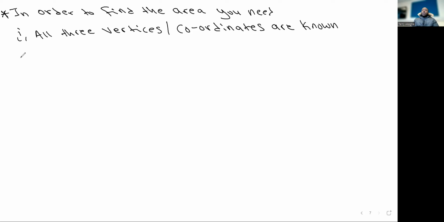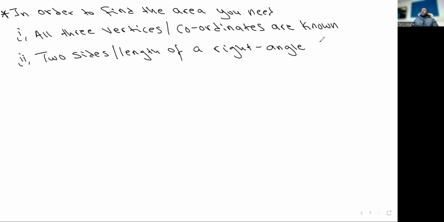Okay? Or if all the 3 are known, or you can say 2 sides, or length, of a right angle triangle. So now you know the meaning of a right angle triangle. So the two sides or the length of a right angle triangle. So the two sides you really need here are the base and the height. So the base and height are the most crucial, okay?